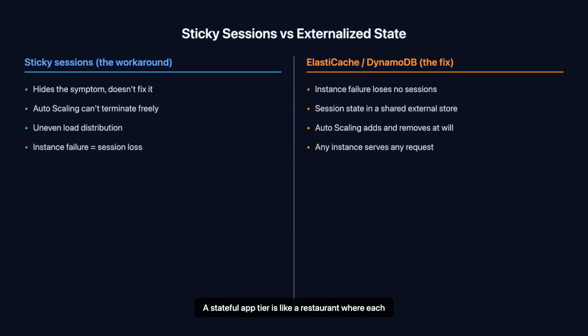A stateful app tier is like a restaurant where each waiter memorizes your order in their head. If your waiter is replaced mid-meal, the new one has no idea what you ordered. Sticky sessions just try to keep the same waiter assigned to you. They hide the symptom without fixing it. Autoscaling can't terminate freely, load runs uneven, and any instance failure loses sessions. The fix is a shared notepad at the host stand. Externalize session state to ElastiCache or DynamoDB, and any instance can serve any request. Autoscaling adds and removes at will, and a failed instance loses no sessions at all.